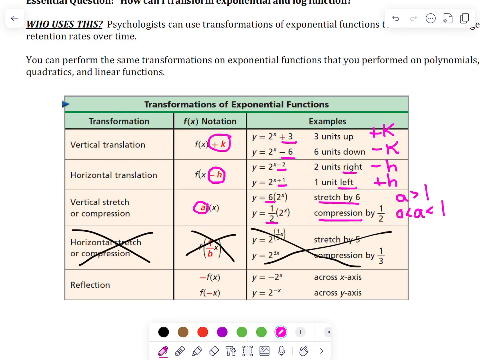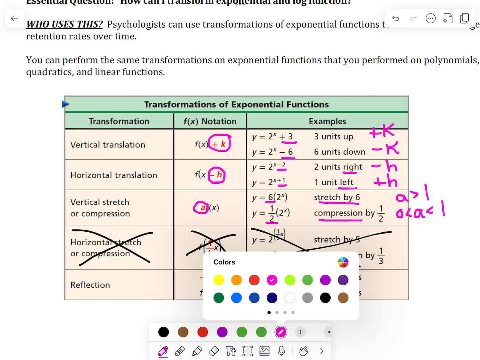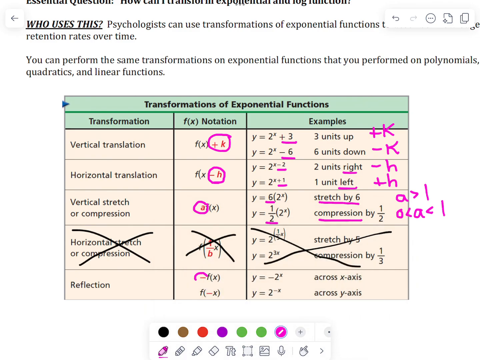Our last transformation type is reflections. We have 2 types. If the negative is in front of the function, it's going to reflect it across the x-axis. So negative f of x. If the negative is inside the function, so up in the exponent, it's going to reflect across the y-axis, so f of negative x.